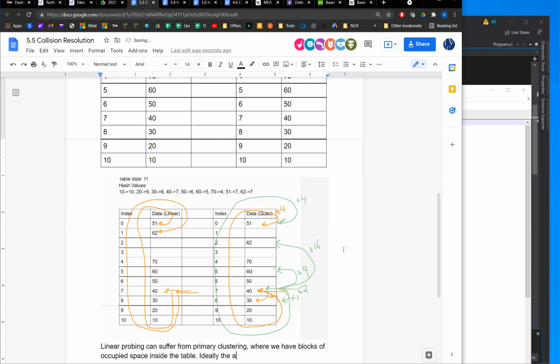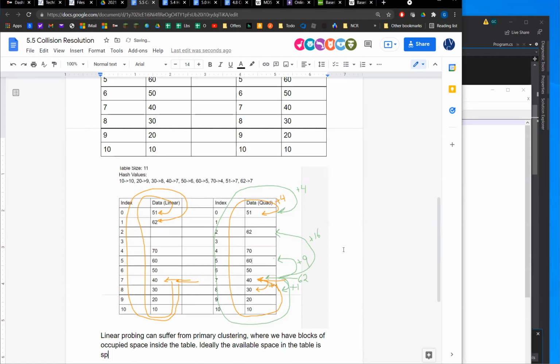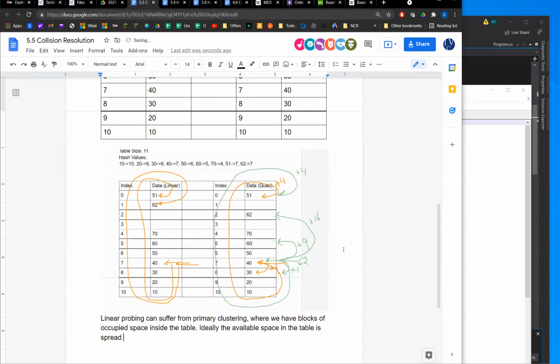Ideally, the available space in the table is spread out across the table. This would lead to smaller collision chains and keeps us closer to our big O(1) ideal times.